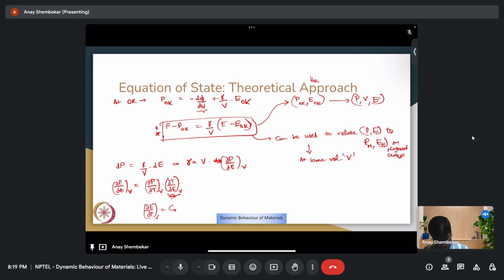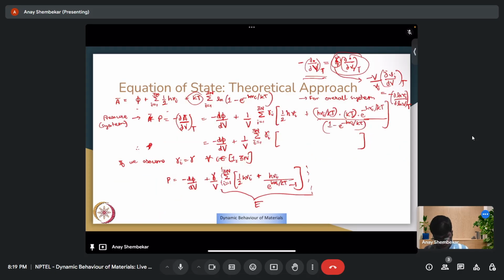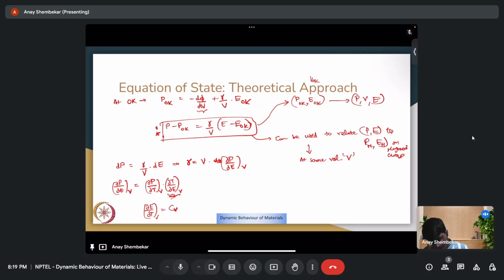CV, sorry, constant, not isobaric, constant volume heat capacity, CV. And another thing we could do with ∂P/∂T at V is minus.